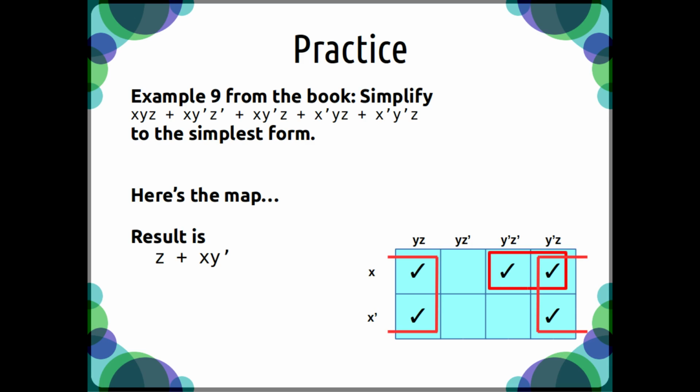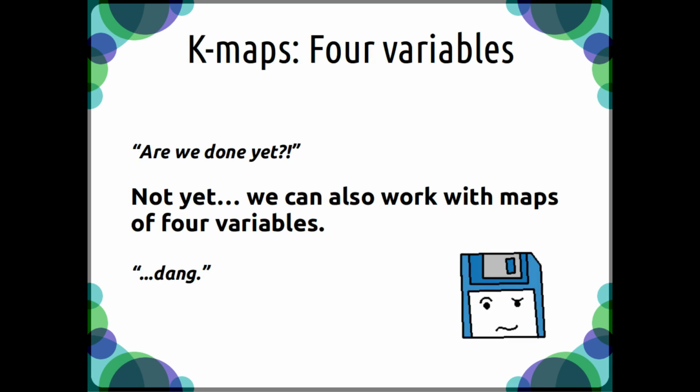The block of 4 ends up being z because it doesn't contain any z prime, but it does have x, x prime, y, and y prime. So that ends up just being z. The other block ends up being x, y prime, because we end up with y prime and x, and then z is the only thing that changes state. Z and z prime.